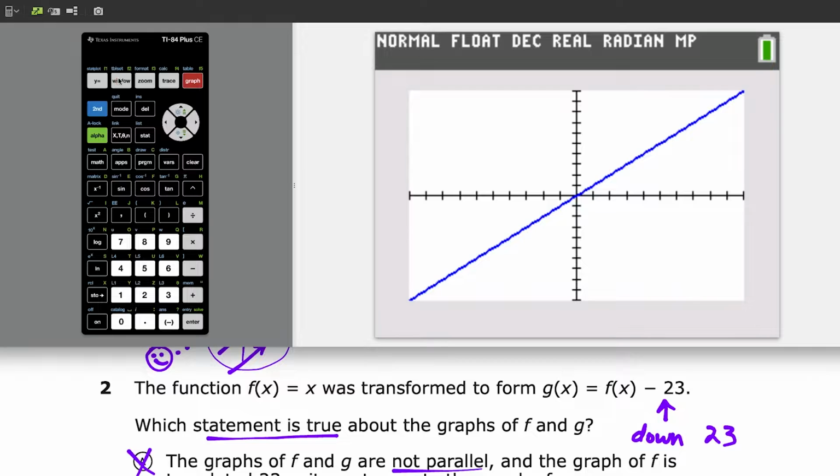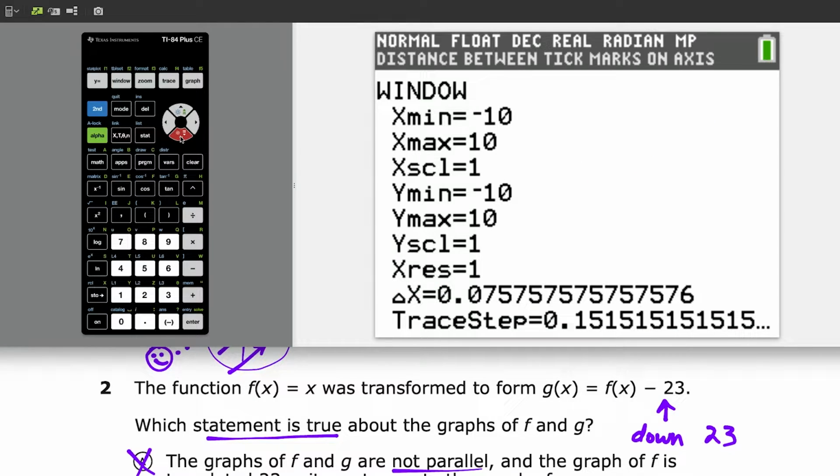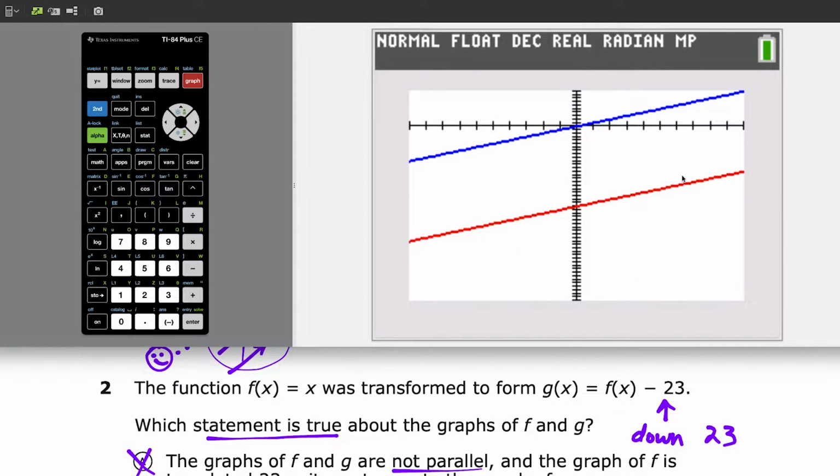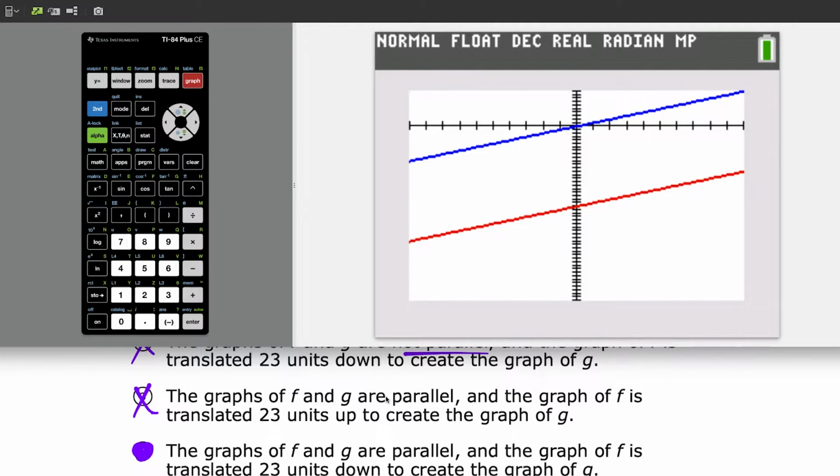So for this, I would go to the window and make my lowest y value, let's say something like negative 50. Now I press graph and you can see I have my line. My new line is 23 units down and it's definitely parallel to the original one. So that's how I know choice D is good.